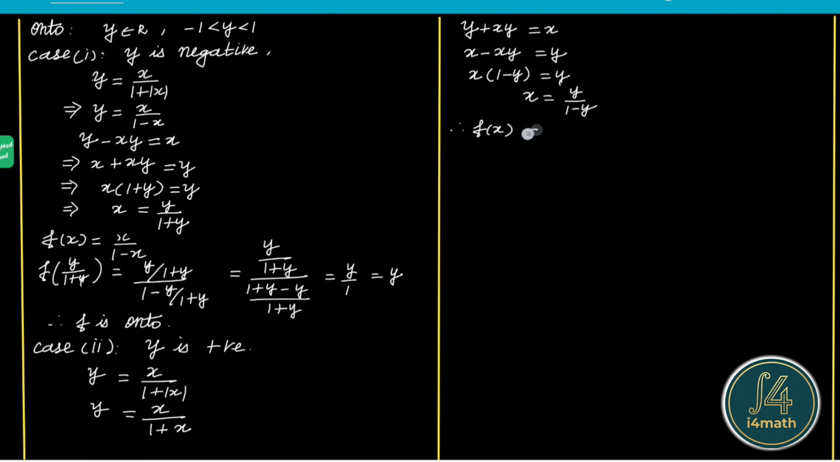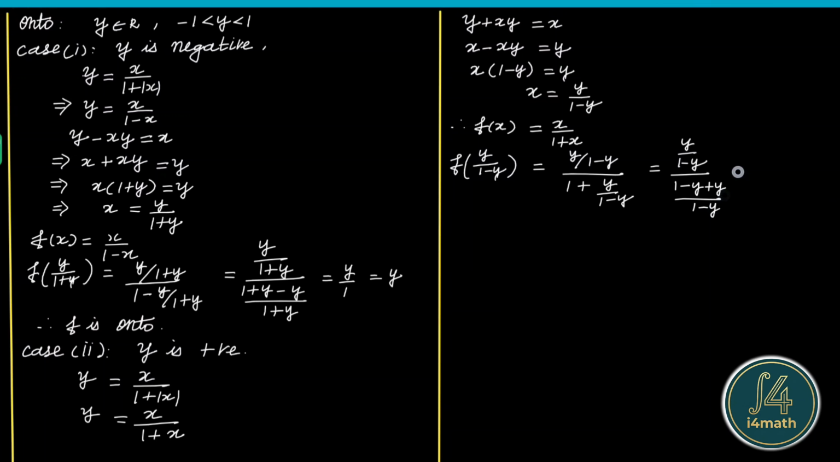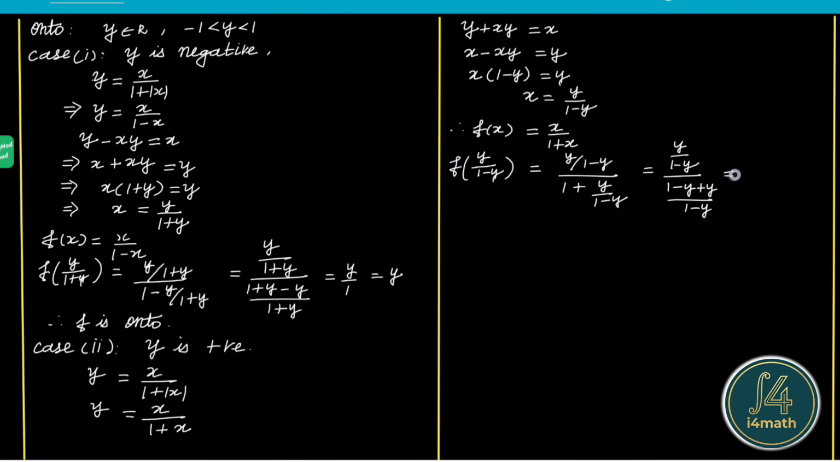Therefore f of x which is equal to x divided by 1 plus x. Here substitute x is equal to y by 1 minus y. So f of y divided by 1 minus y which is equal to y divided by 1 minus y, divided by 1 plus y divided by 1 minus y. Now take the LCM for the denominator. So y divided by 1 minus y, divided by 1 minus y plus y, divided by 1 minus y. Cancel 1 minus y, 1 minus y. So you will get y divided by 1 minus y plus y. Now cancel minus y and plus y. So y divided by 1 will come. So y divided by 1 is obviously y. So therefore f is onto. So f is one to one and onto.